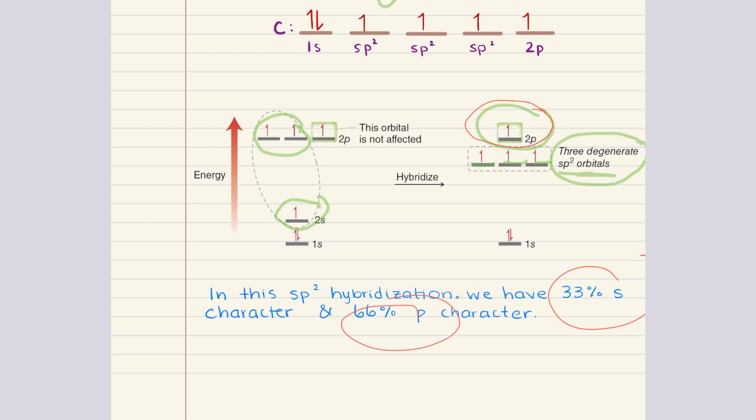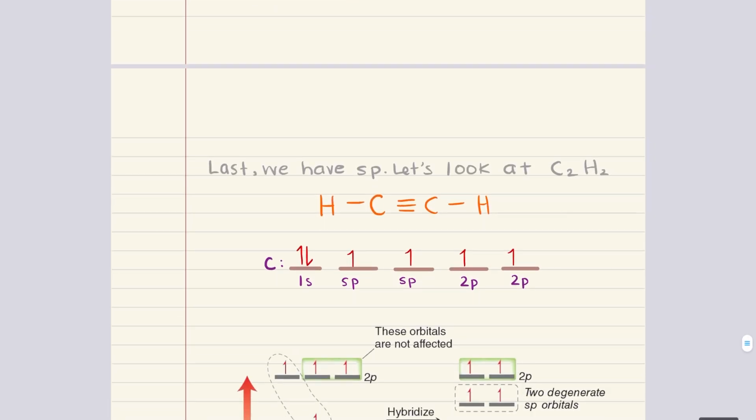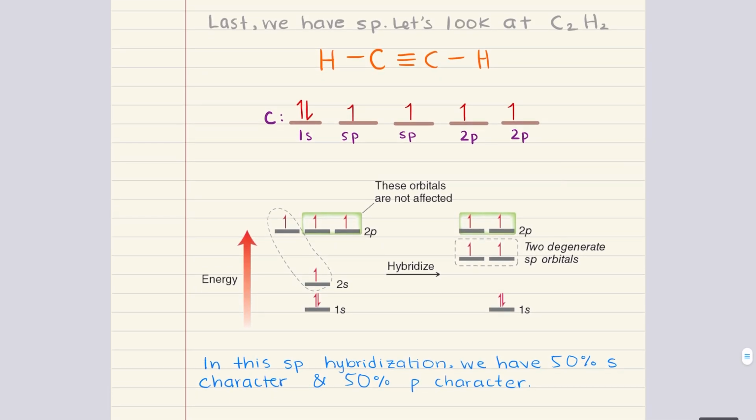p character. Now let's move on to the last type we're going to cover, and that is sp hybridization. Here we're going to examine C2H2. What we notice is that the carbon atom forms a single sigma bond with hydrogen, and it forms a sigma bond with the other carbon and two pi bonds with the other carbon as well. And that's what helps form the triple bond between the two carbons.